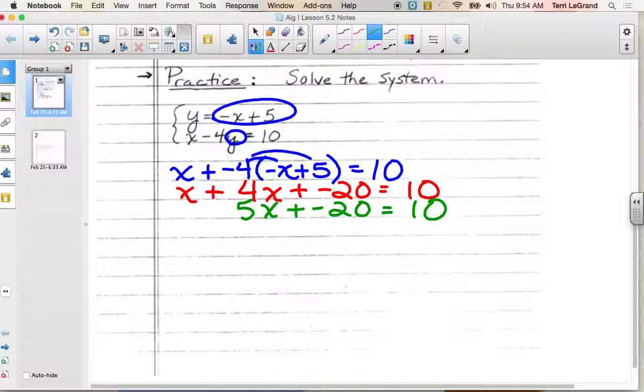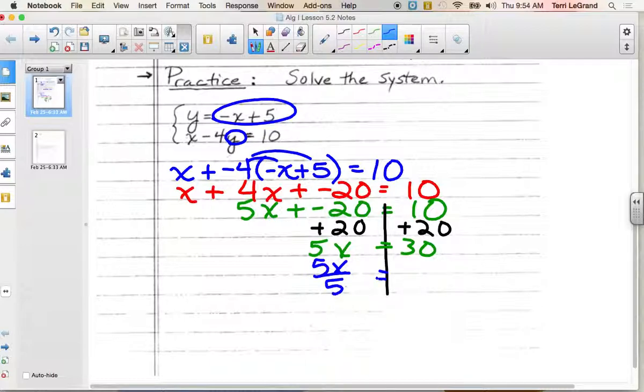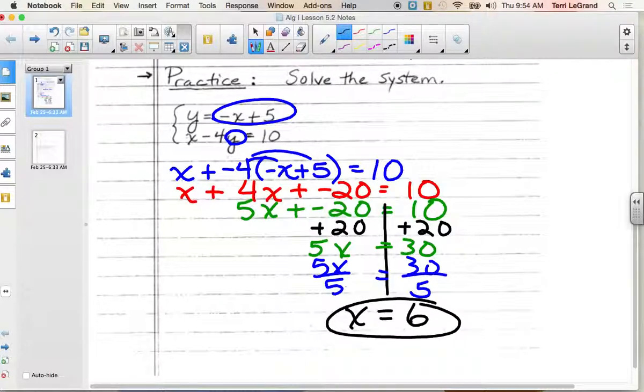Can we do any other simplifying? No. Now we're ready to solve. Go ahead and solve this equation for x. You get 6? Yeah, okay.